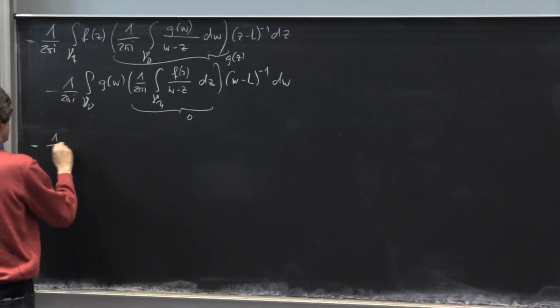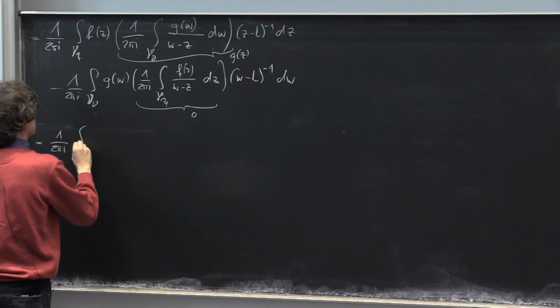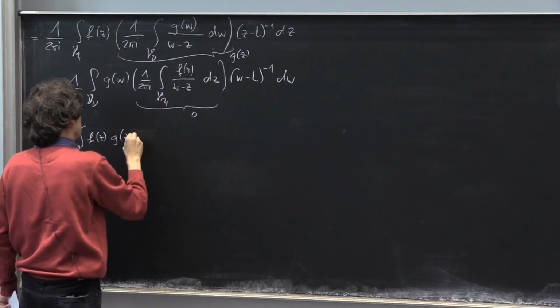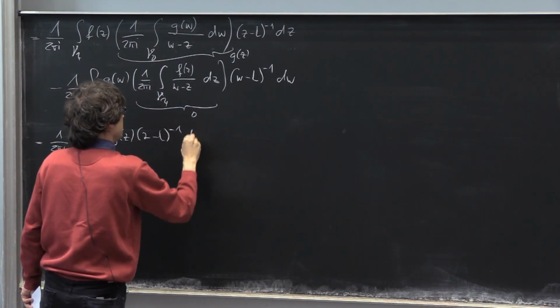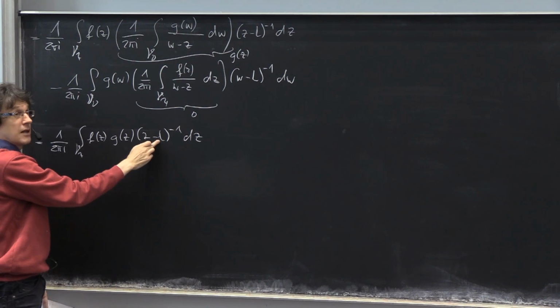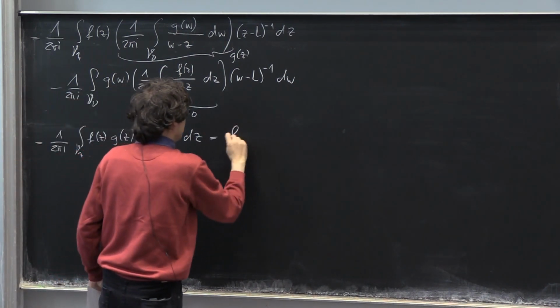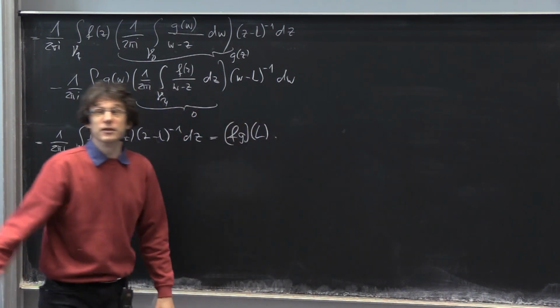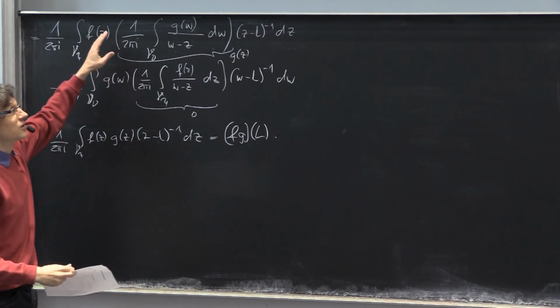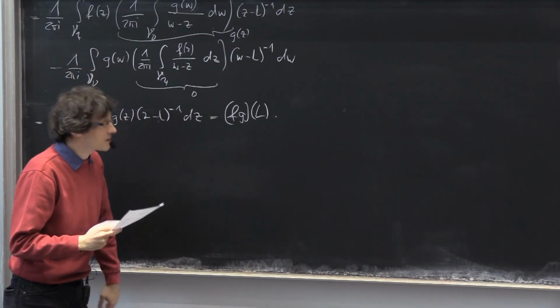And we are left with 1 over 2 pi i integral gamma psi f of z, this gives you g of z, z minus L to the minus 1 dz. And what was just a huge mass of a formula immediately becomes what you want. Yeah? It's rarely that it goes this fast. But what you have here is f times g times the resolvent, 1 over 2 pi i. This is just f times g of L, just by definition. So the point is to look carefully at these Cauchy integrals here. So this was the case A.